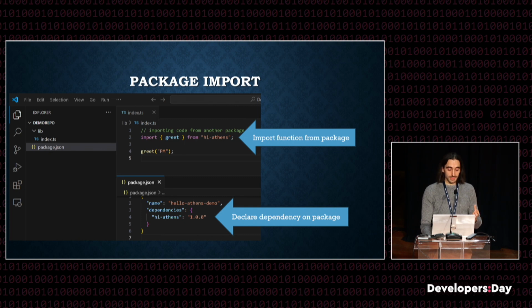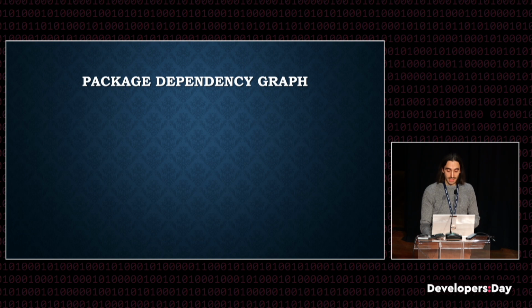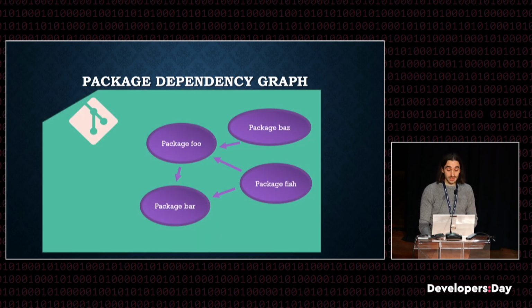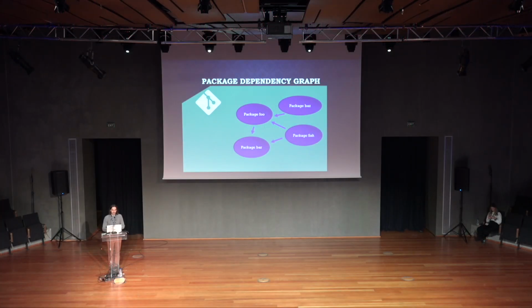And so this concept of packages having declared dependencies on one another leads to a dependency graph. Since there are several packages in a repo and there are dependencies between these packages, we can represent this as a graph like so.